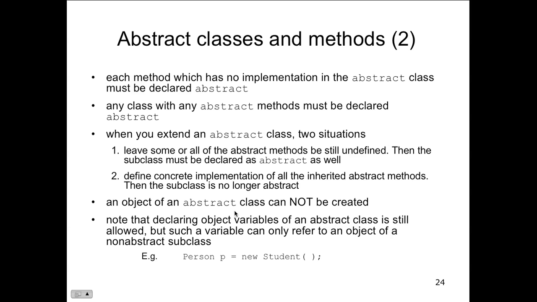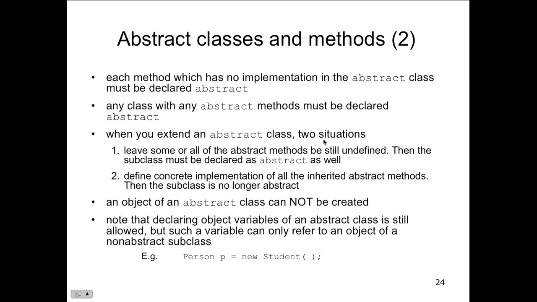So each method which has no implementation in the abstract class must be declared abstract. And if you have abstract methods in a class, the class has to be abstract. So any class with any abstract methods must be declared abstract as well. Then you start seeing public abstract class, blah, blah, blah, and then everyone starts putting abstract on everything. And they go, oh no, so only use abstract when you need to.